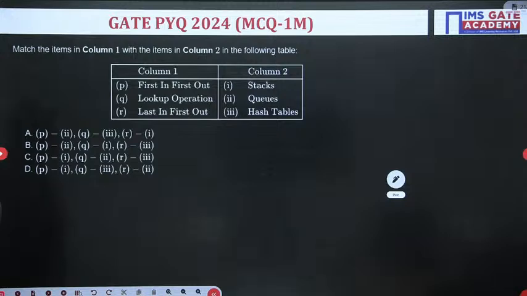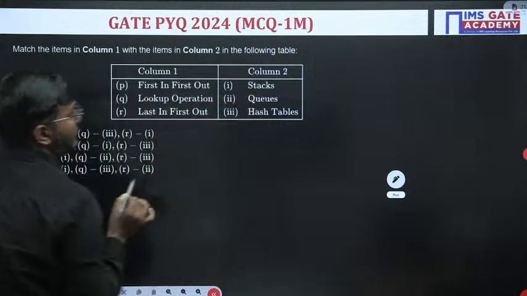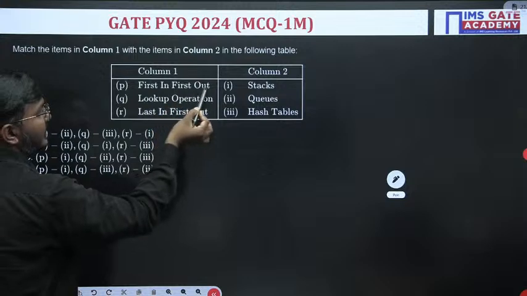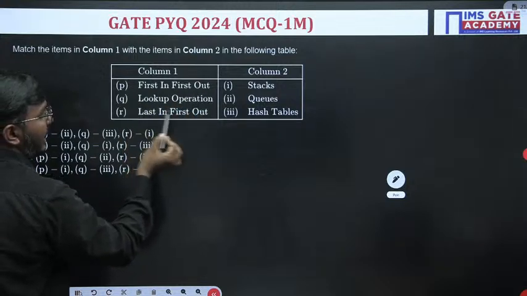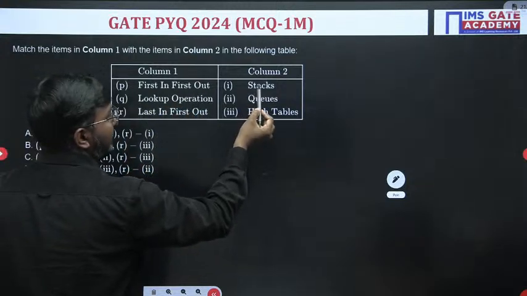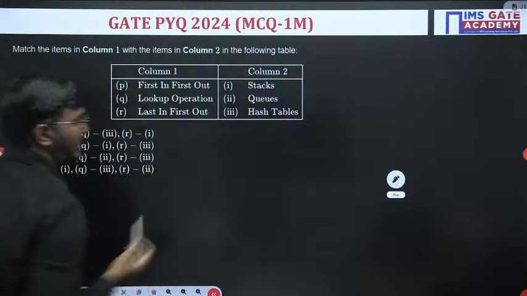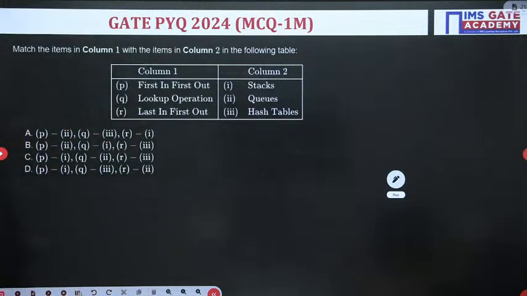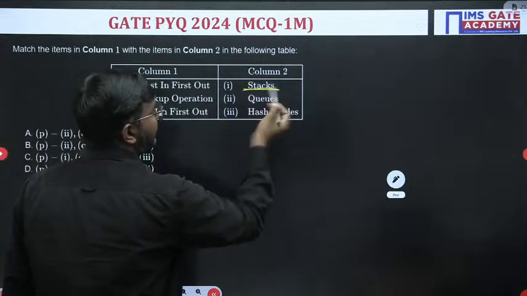Try this question quickly. It's easy only. We have column 1 and column 2. Column 1 has first in first out, lookup operation, and last in first out, and column 2 has the data structures: stack, queue, and hash table. Tell me quickly. It's easy. Answer. See here, stack. Tell me how this stack works.